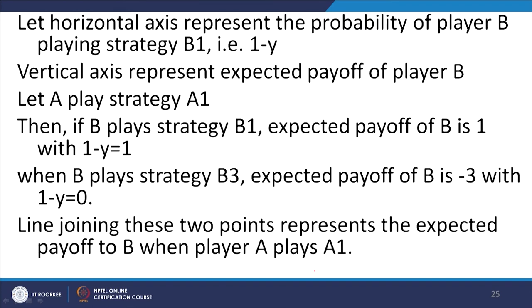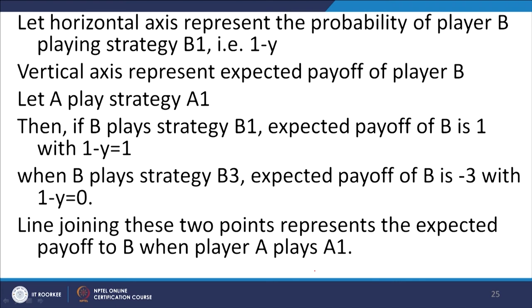So let us now use the horizontal axis to represent the probability of the player B playing the strategy B1, that is 1 minus y, and the vertical axis will represent the expected payoff of the player B. So first of all, let A play a strategy A1, and corresponding to the strategy A1 of the player A, if B plays the strategy B1, then the expected payoff of B is 1, with 1 minus y is equal to 1, or in other words y is equal to 0.